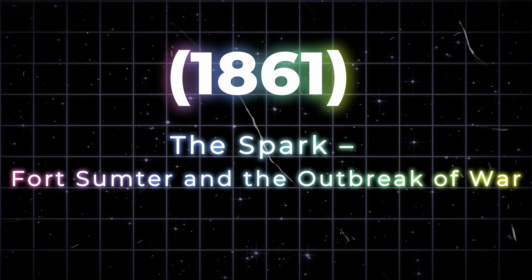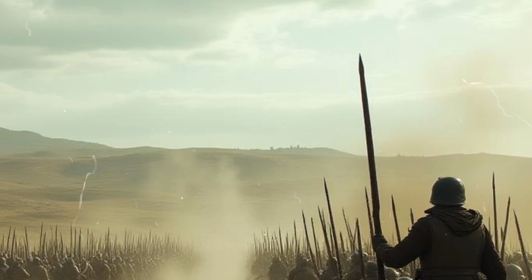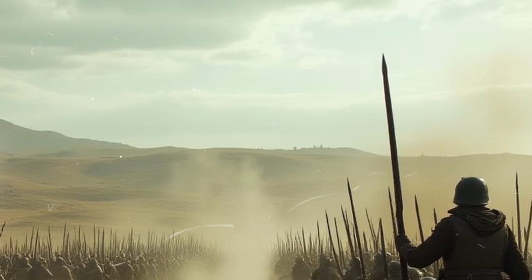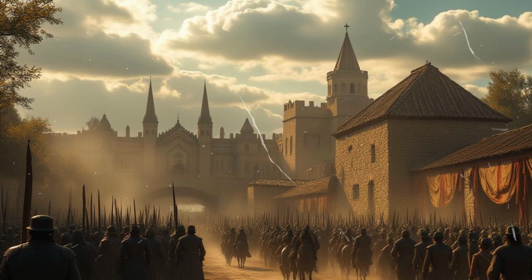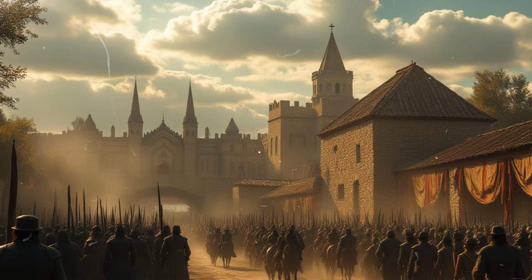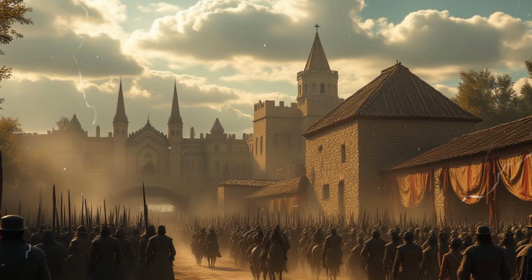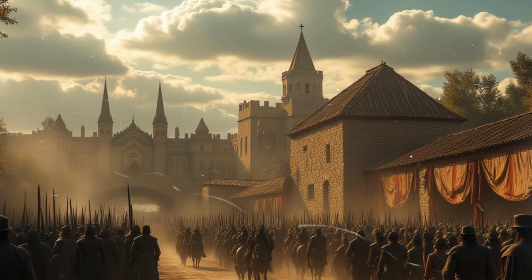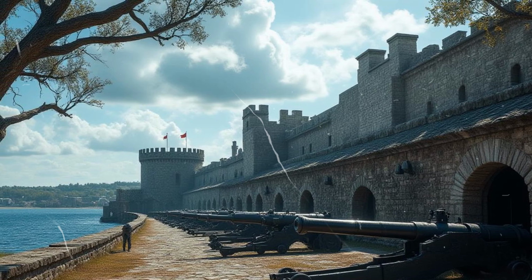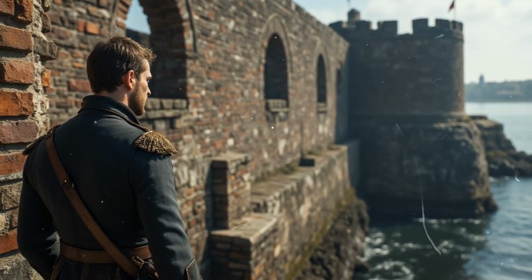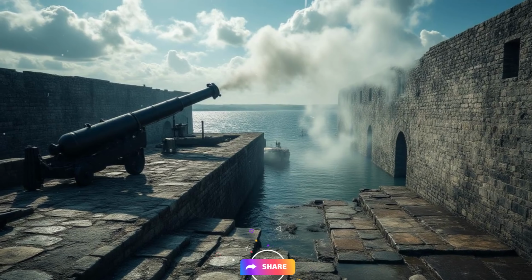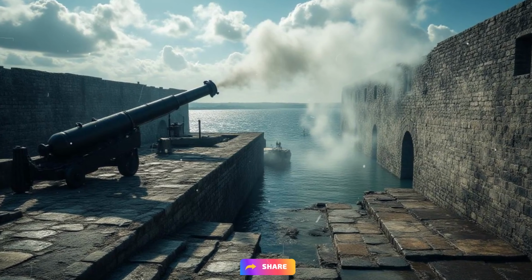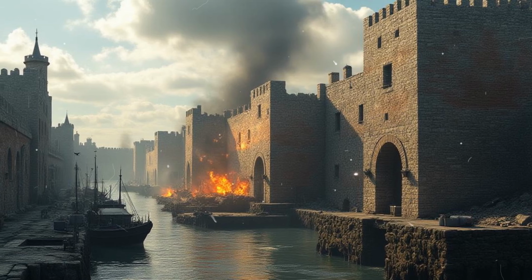On April 12, 1861, the Civil War erupted at Fort Sumter, marking the beginning of a bloody conflict that would forever change the course of American history. This fort, located in Charleston Harbor, South Carolina, was one of the last Union strongholds in the South, and it was here that the first shots of the war were fired, setting the stage for a conflict that would engulf the nation for the next 4 years.